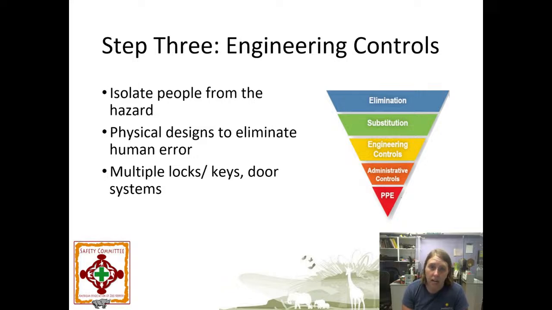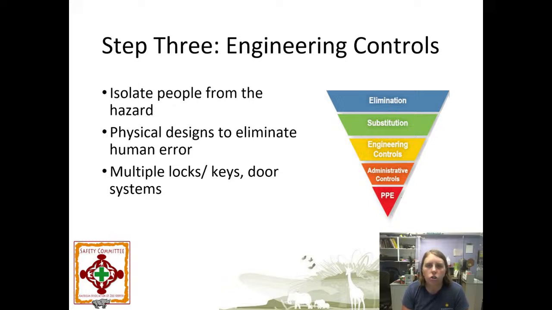So step 3, engineering controls. Elimination and substitution are often not really viable options for zoos and aquariums and for animal keepers. But engineering controls are absolutely possible. A lot of us are probably using them now, even if you don't know the name for them. And they're certainly, I think, becoming popular.